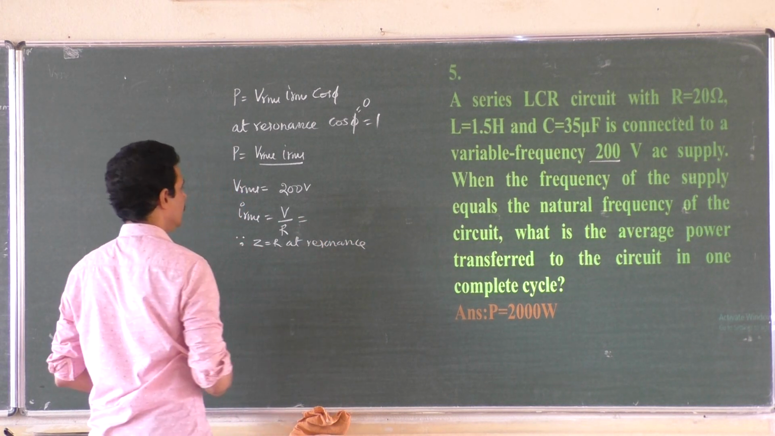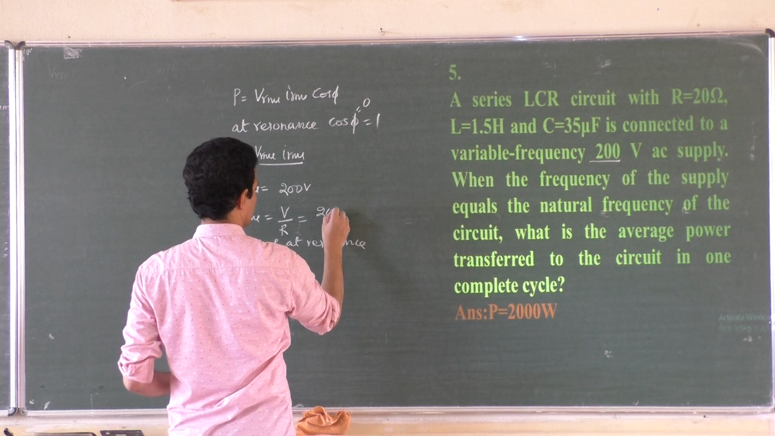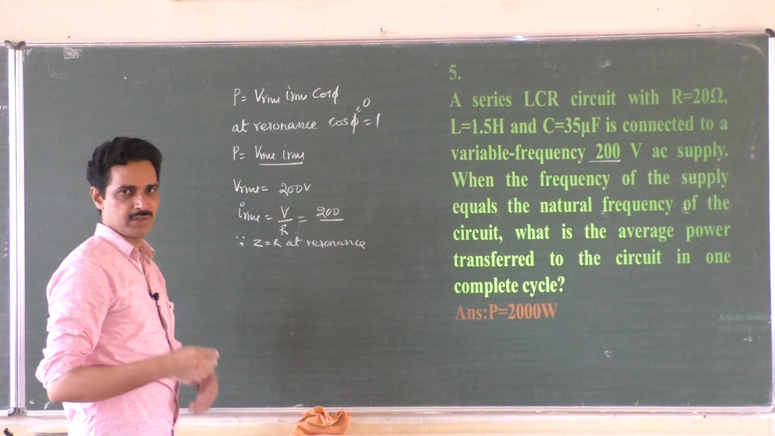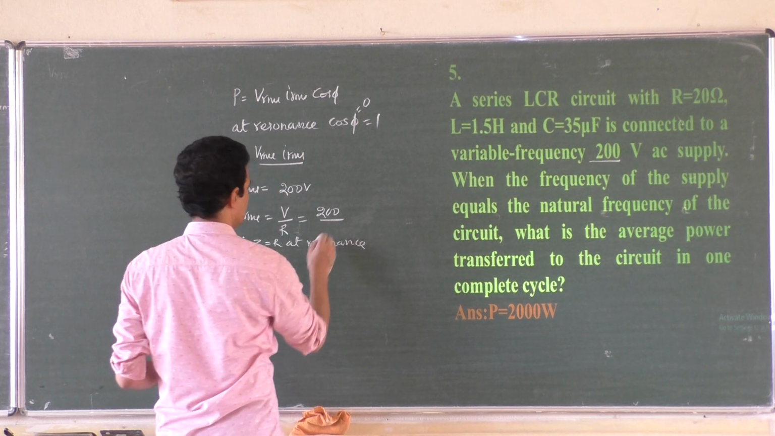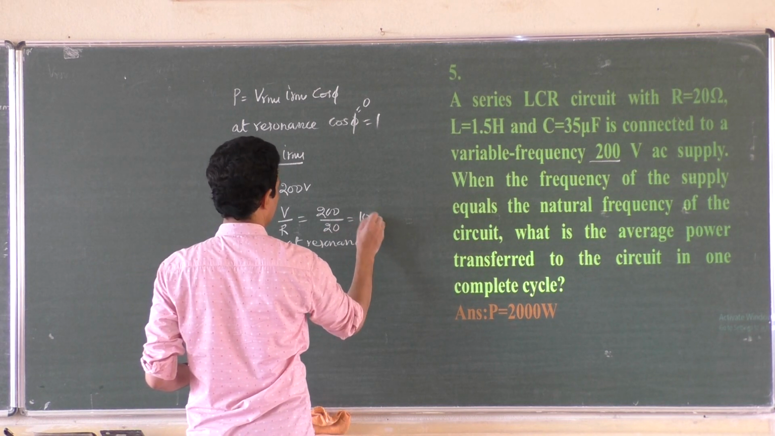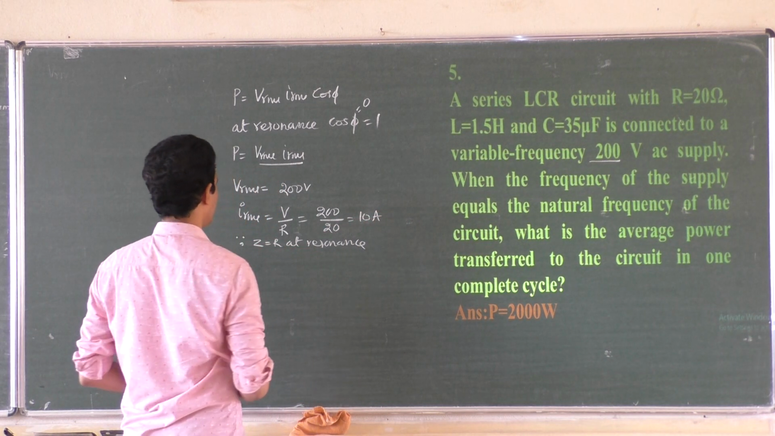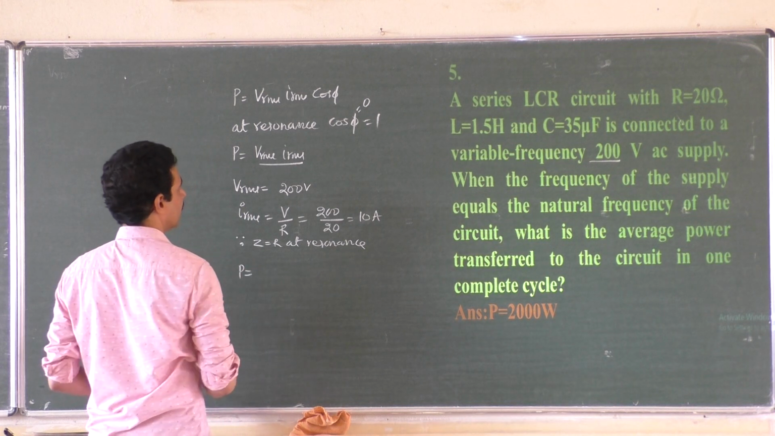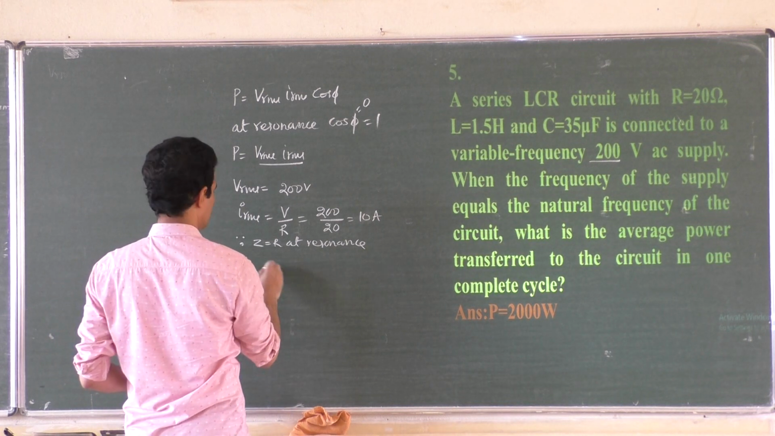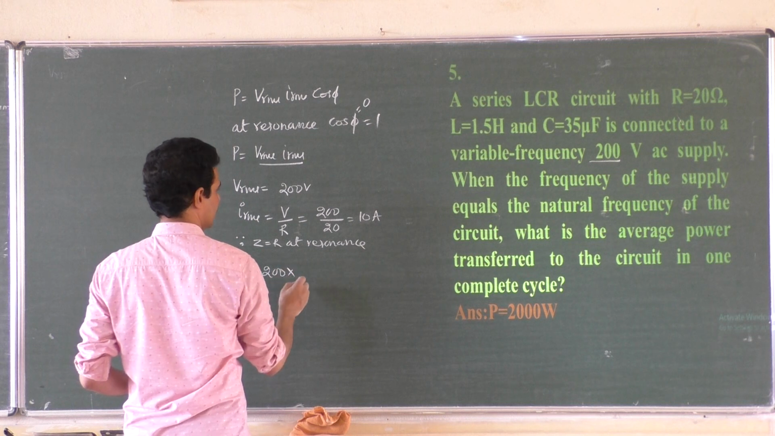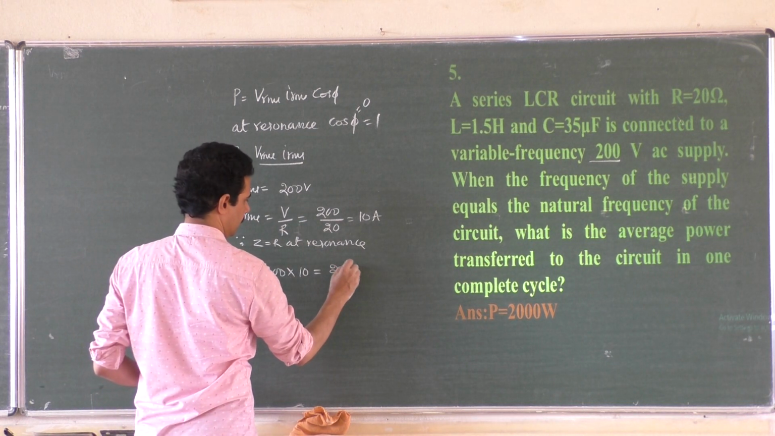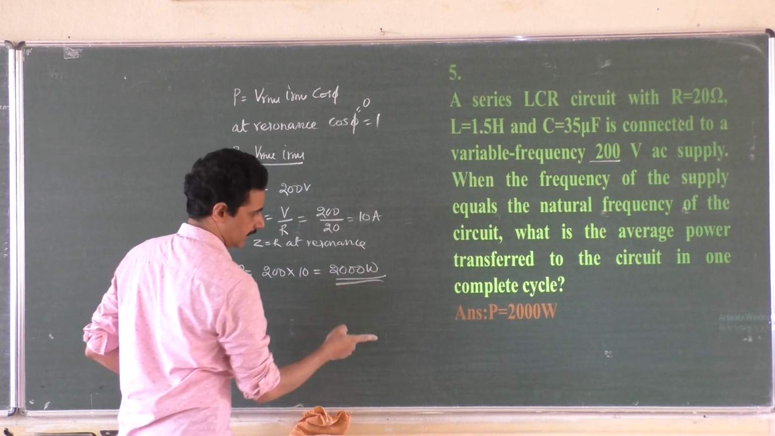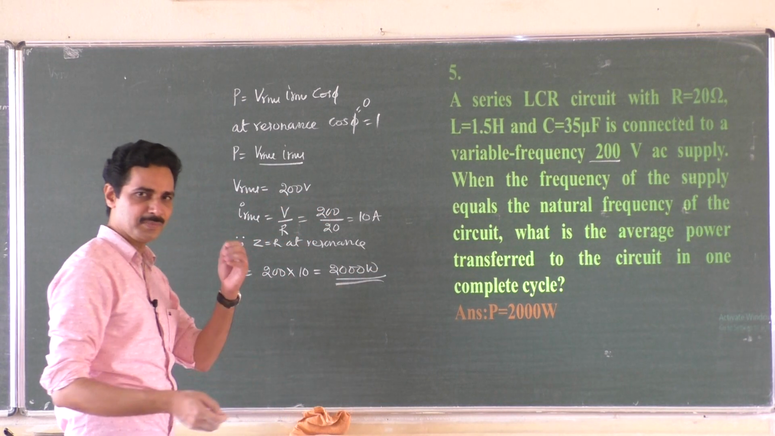So V by R. VRMS is 200. Of course, I sometimes don't write RMS because everything is understood. It is RMS. 200 by R. R is 20. So this is 10 ampere. So what is power dissipated? Power is equal to VRMS, that is 200, and IRMS at resonance, that is 10. It is 2000 watt. Is it the answer? Yes, 2000 watt. Very simple problem.